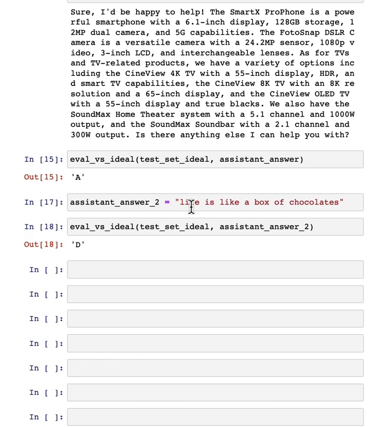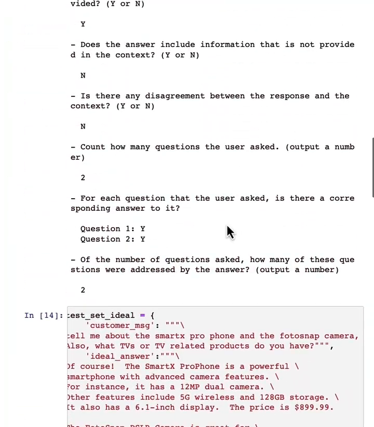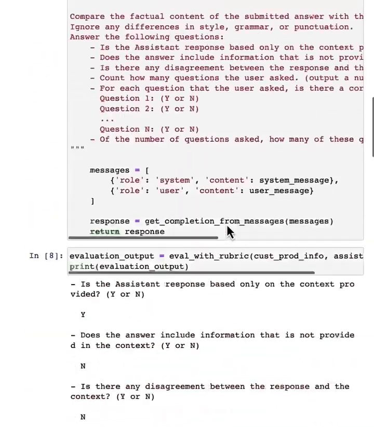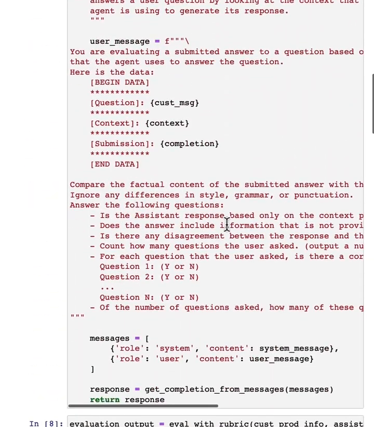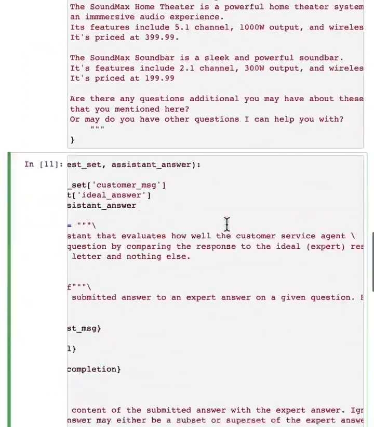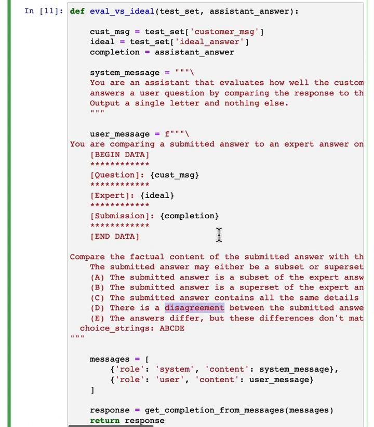And so that's it. I hope you take away from this video two design patterns. First is, even without an expert provided ideal answer, if you can write a rubric, you can use one LLM to evaluate another LLM's output. And second, if you can provide an expert provided ideal answer, then that can help your LLM better compare if a specific assistant output is similar to the expert provided ideal answer.